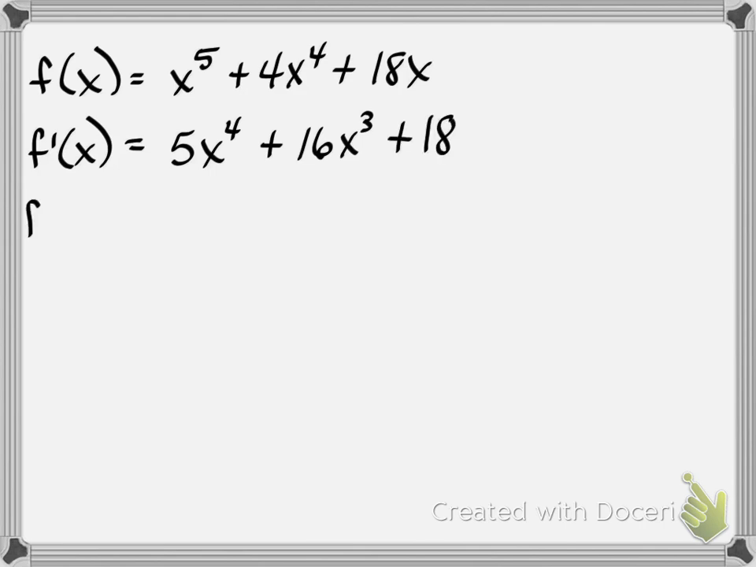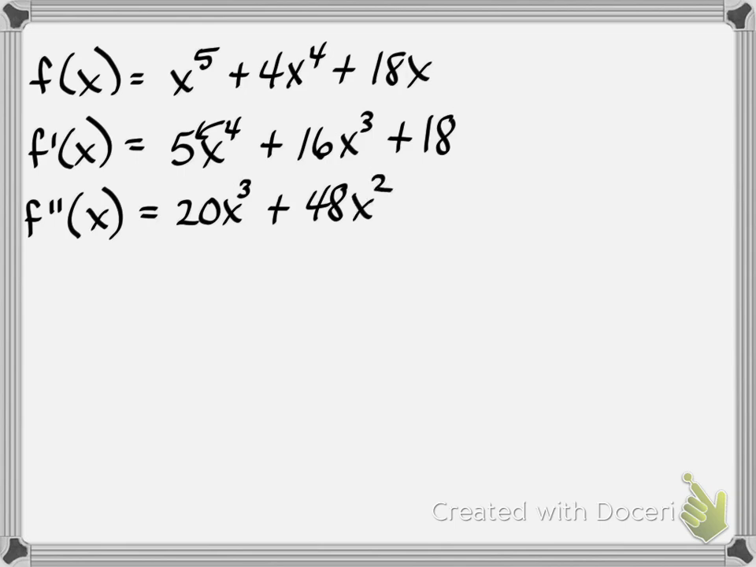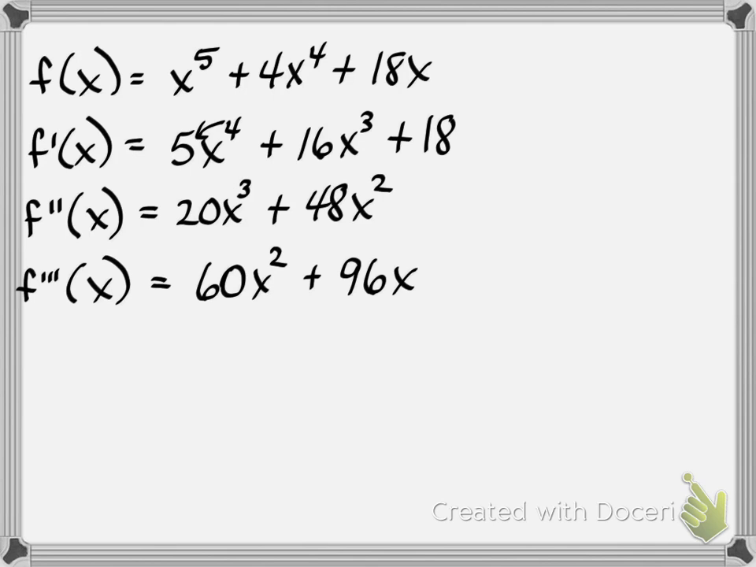Well, we can come along and take the derivative again. Those double prime marks, that'd be our second derivative. We just take the derivative again. This time we get 20x to the 3rd plus 48x squared plus 0. Well, we can come through and take the derivative again. We can take the derivative as many times as we want.